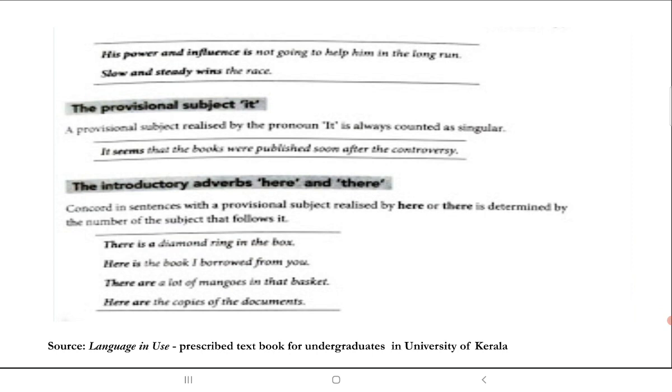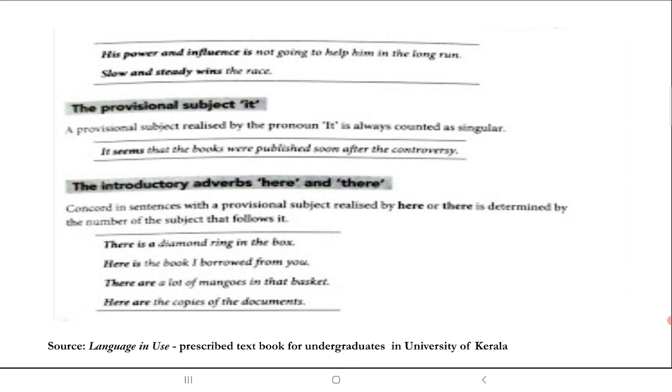Then also the introductory adverbs here and there. Let us look into that. Concord in sentences with the provisional subject realized by here or there is determined by the number of the subject that follows it. For example, there is a diamond ring in the box. So it is determined by the number of the subject that follows it and nothing else. Okay, so let us look into certain examples. There is a diamond ring in the box.